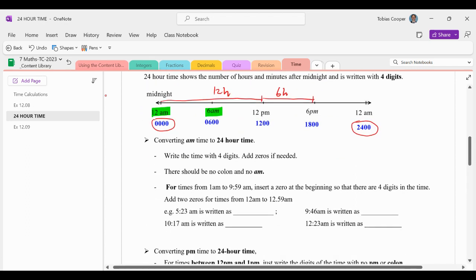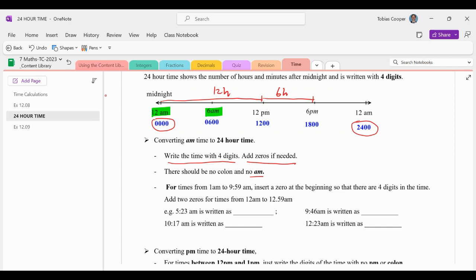Now, how about converting AM time to 24-hour time? All right, so the first thing to do is to write the time with 4 digits, adding zeros if needed, so there are 4 digits. There should be no colon and no AM. Okay, so let's have a look at times from 1 a.m. to 9:59 a.m. Now, for these times, you need to insert a 0 at the beginning so that there are 4 digits in the time. And we're going to add 2 zeros for times from 12 a.m. to 12:59 a.m.